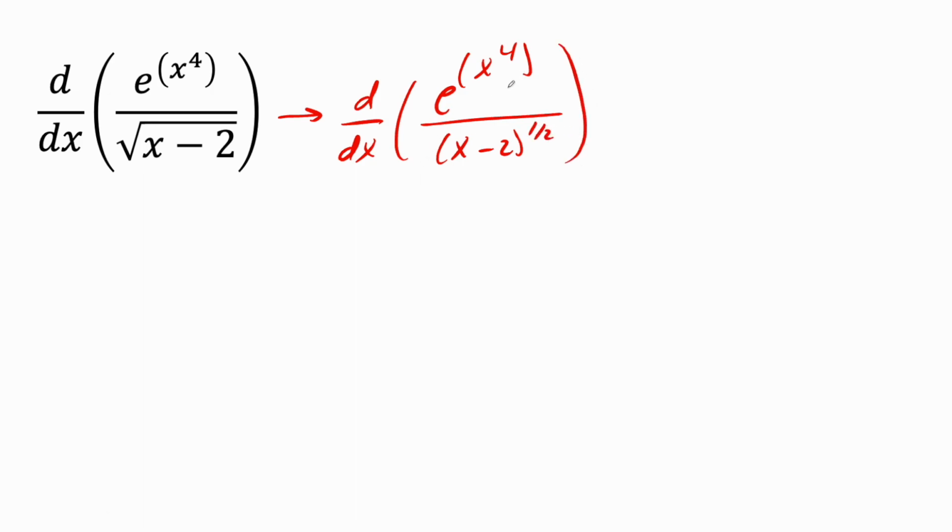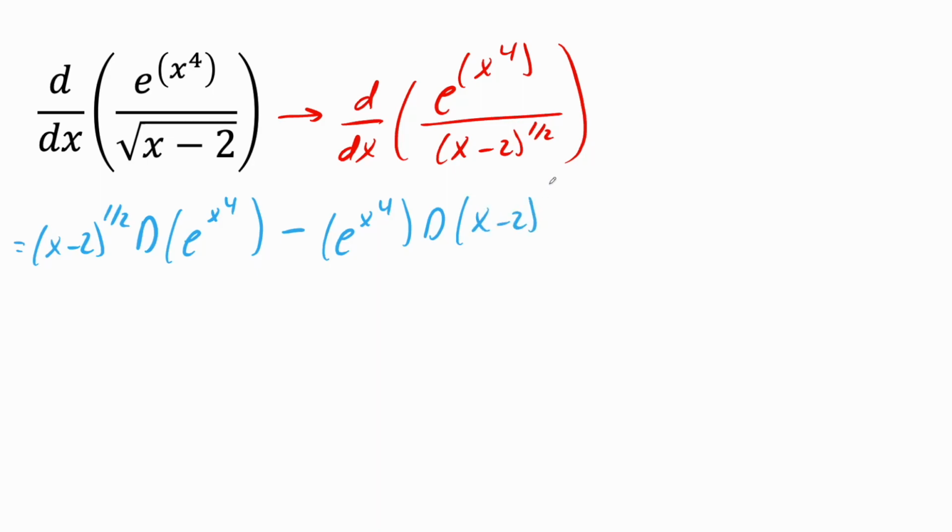At this point, we're going to go ahead and use the quotient rule. So low d high minus high d low divided by the square of what's below. So low is our denominator. So we have x minus 2, close it, raise it to 1/2. D high, derivative of our numerator, e raised to x raised to 4, close it. Low d high minus high, so our numerator, e raised to x raised to 4, close it. Then the derivative of our denominator, so x minus 2, close it, raise it to 1/2, divided by the square of what's below. So we take our denominator and we square it.